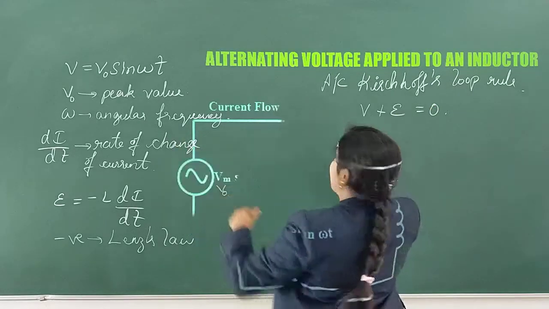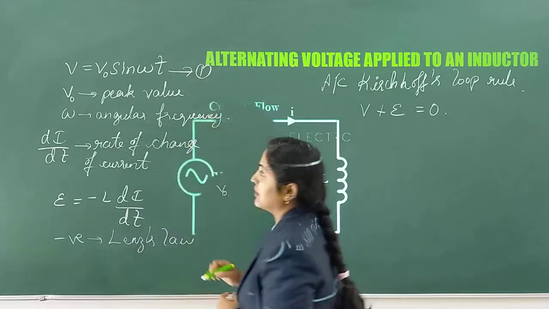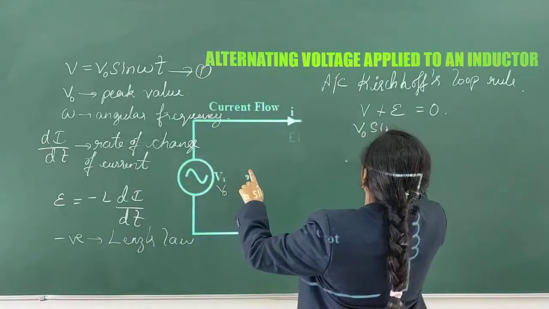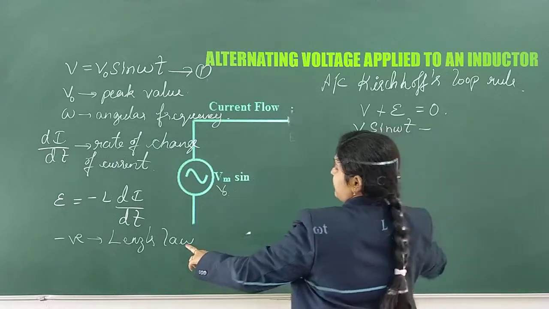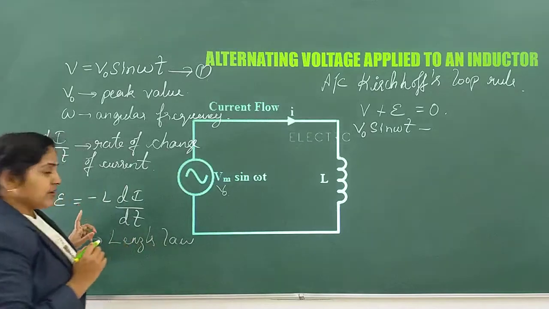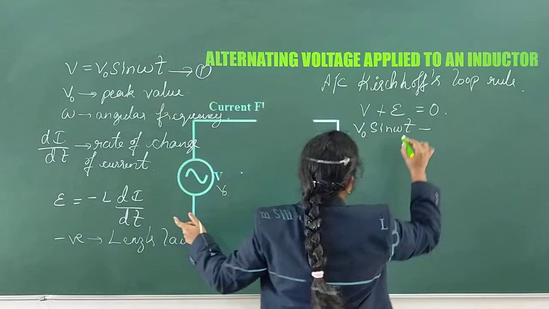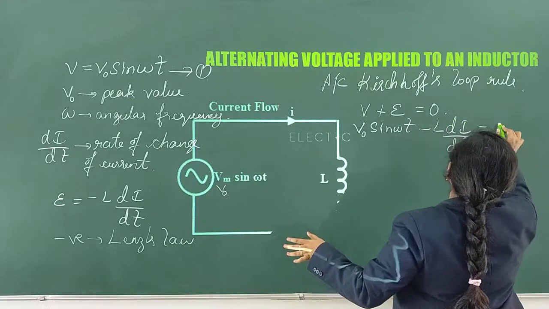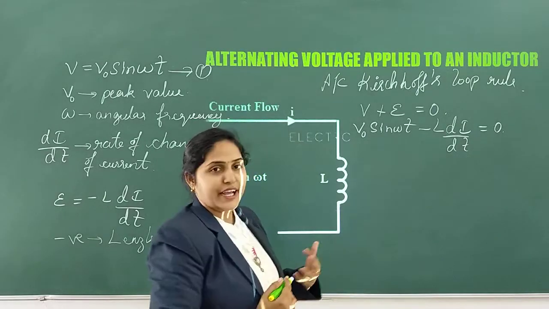What is the value of V? Let this be equation 1. From equation 1, the value of V is V0 sin omega t. I am writing minus because the value of epsilon is minus L di by dt. So V0 sin omega t minus L di by dt equals 0. Let me take this in terms of di by dt.